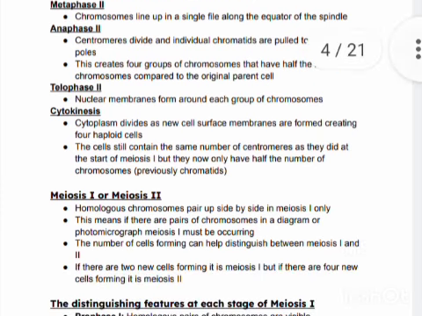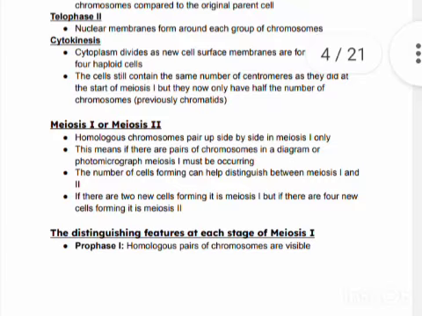Okay, now moving on to meiosis 1 and meiosis 2, how you can differentiate between them, right? Homologous chromosomes pair up side by side in meiosis 1 only. This means if there are pairs of chromosomes in a diagram or photomicrograph, meiosis 1 must be occurring. The number of cells forming can help distinguish between meiosis 1 and meiosis 2, right? If there are 2 cells forming, it is meiosis 1, and if there are 4 new cells forming, then it's going to be meiosis 2, right?